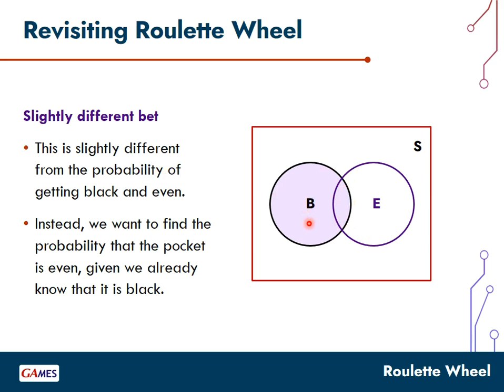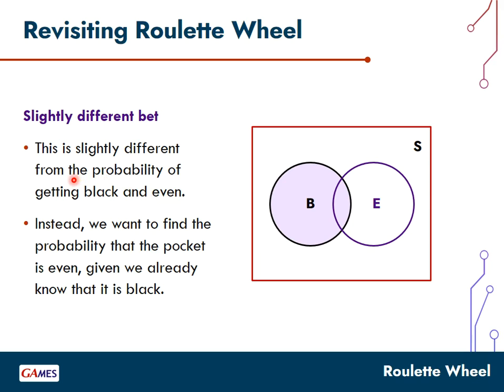A black and even, you can tell me the probability of a black and even. What part of this Venn diagram are you going to be looking at for black and even? The intersection. Yes, thank you. You'll be looking at the intersection. If you're checking black and even, you'll be looking at the intersection. Because if you think of the problem, it's like we know now that the pocket is black. So what's the probability that it's even?